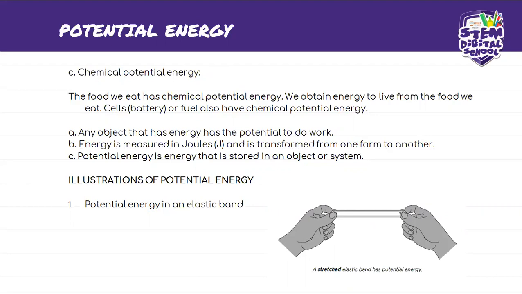Okay. Any object that has energy has what? Potential energy to do work. And remember, the unit for measuring energy is the what? Joule. Okay. And it can be transformed from one form to another. I can have an object having potential energy. The next moment it is having what? Kinetic energy. Or an object can have kinetic energy. The next moment it is having what?